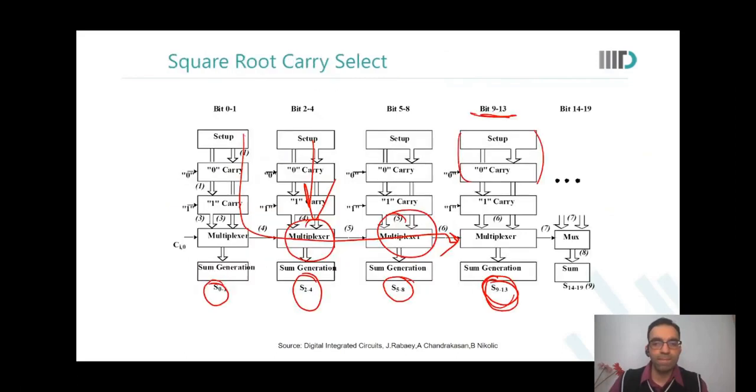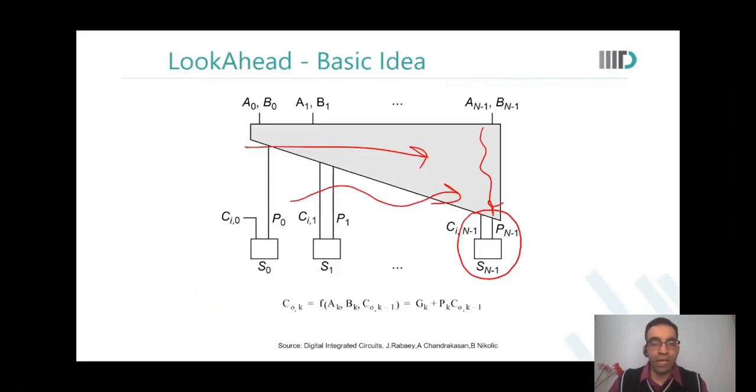Yeah. So that is where that truth table's generate, kill and propagate information was also important.